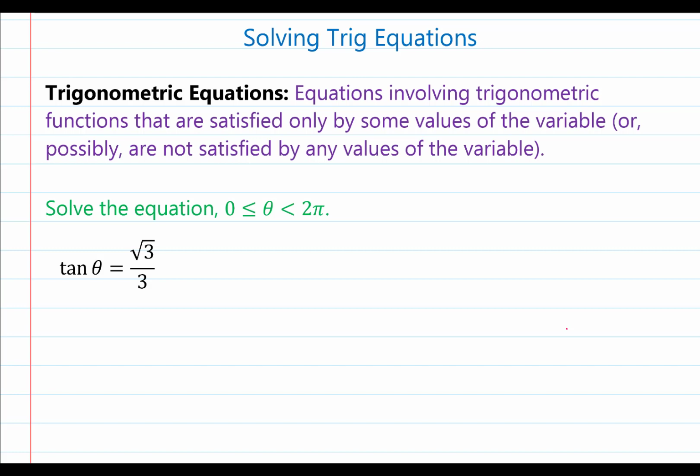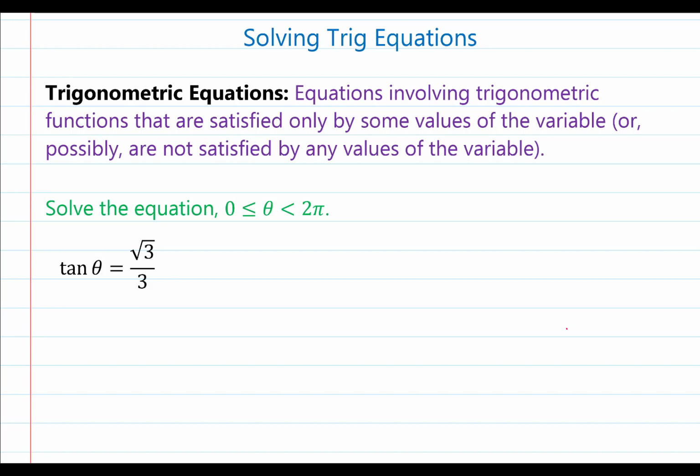A trigonometric equation is one where we have a trigonometric function. We are being asked to find any values of the variable, in this case theta, that satisfy the equation when evaluated for that trig function. There can be more than one, and oftentimes there is more than one solution. It is also possible that no value of the variable satisfies the equation, which means that there is no solution. That is a possible special case scenario.